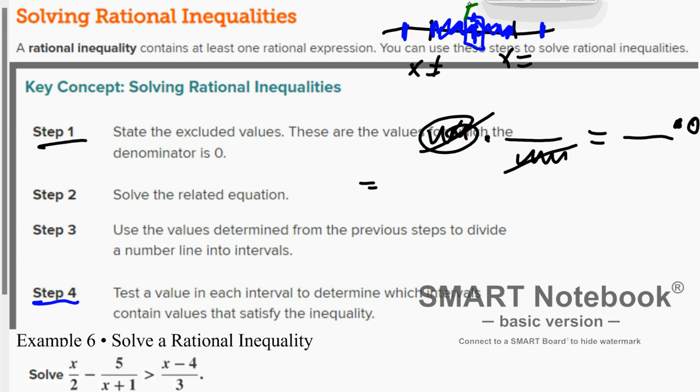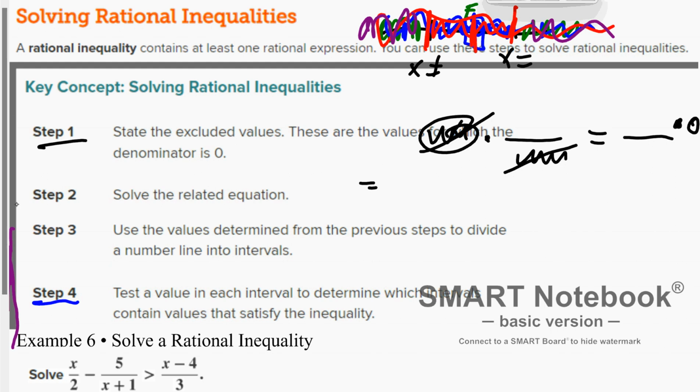If you test a value in between your two numbers and it's false, that means it's usually true on the outside. Now sometimes it could be true everywhere, or sometimes it could be false everywhere, and there is no solution. But usually we can get away with testing numbers in between, and if it's true, then it's true in between. If it's false, then it's true on the outside. Okay, so here's an example.